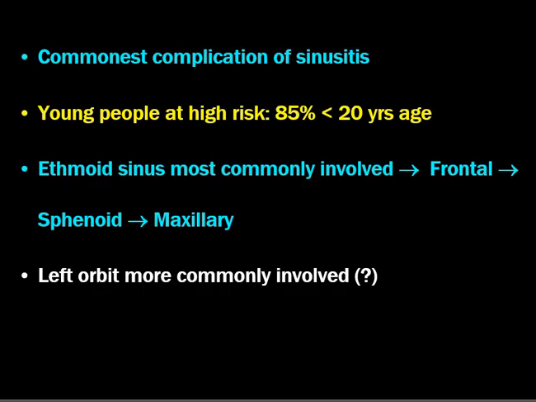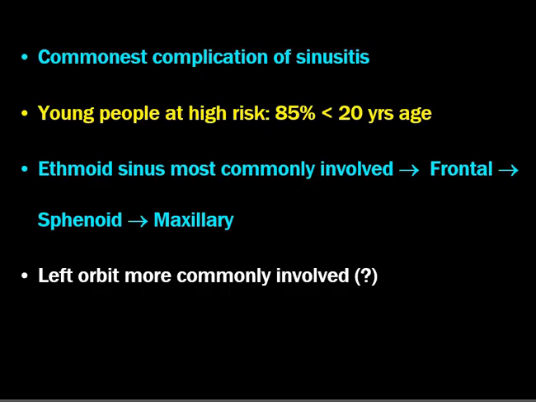The orbital complications are the commonest complications of sinusitis, and young people are at high risk because it is due to ethmoidal complex infection most of the time. Around 85% of orbital complications are found in people less than 20 years of age because of pneumatization of the ethmoid and immature ethmoid complex, because orbital complications usually go through the ethmoid and less from the maxillary sinus.